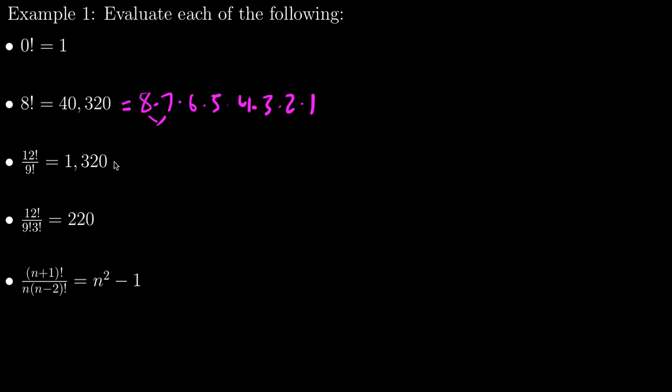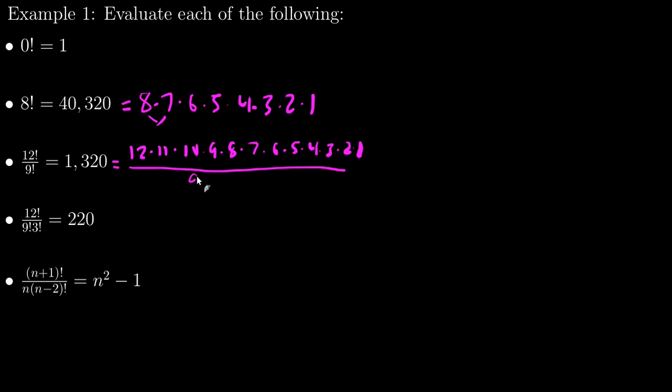Here's the trick. So we know that 12 factorial is 12 times 11 times 10. I'll show it all the way out: 12 times 11 times 10 times 9 times 8 times 7 times 6 times 5 times 4. And 9 factorial is 9 times 8 times 7 times 6 times 5 times 4 times 3 times 2 times 1. And we can see that 12 is 3 more than 9. So we still have the 12, the 11, the 10, but everything else canceled out.